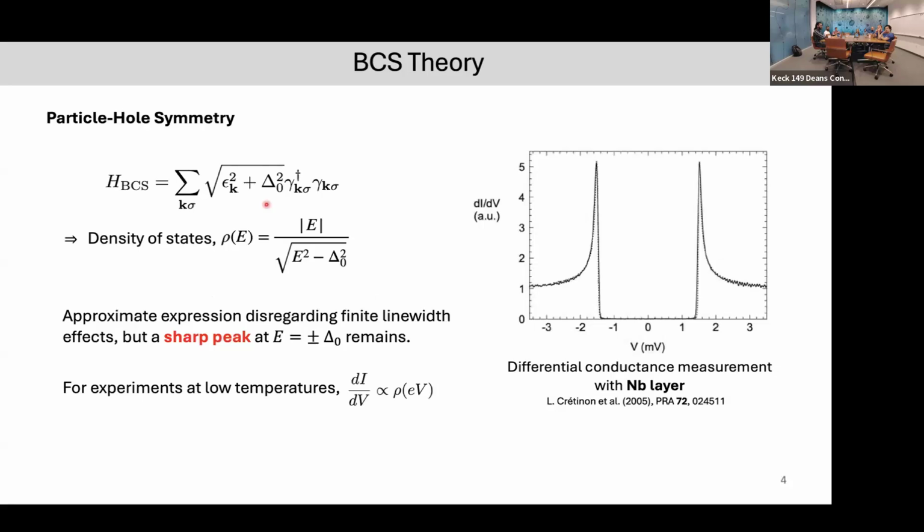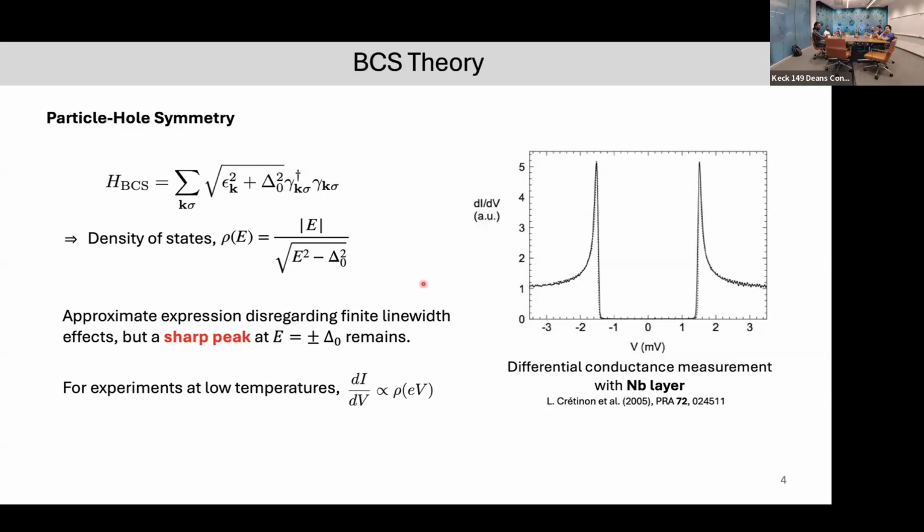So using this Hamiltonian, it's straightforward to calculate the density of states of the quasi-particles. And this is what you get. First of all, it's an even function in energy. So there's this inherent particle hole symmetry in the system, but it also gives you divergences at the values of E equals plus or minus delta naught, which is not exact. It's an approximate expression, but still this feature of sharp peak remains even if you do experimental measurements for the density of states.